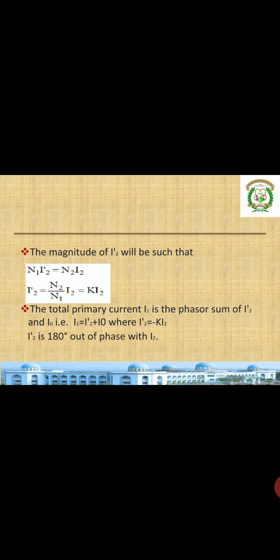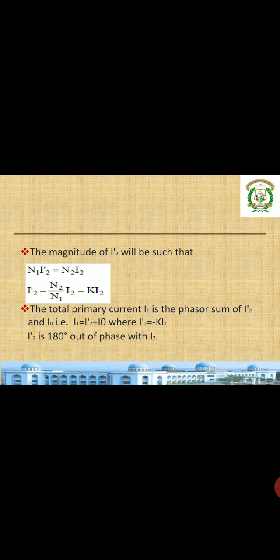The MMF is such that N1 I2 dash is equal to N2 I2. So if they are equal and opposite, these two MMFs get cancelled and the original flux is not affected at all. So how is I2 dash? I2 dash is nothing but N2 by N1 into I2, which is nothing but KI2. The same thing we have seen in the previous case. In the previous case, we took N1 I1 directly in the ideal case, but in practical cases I0 is separate, so we need to have I2 dash separately.